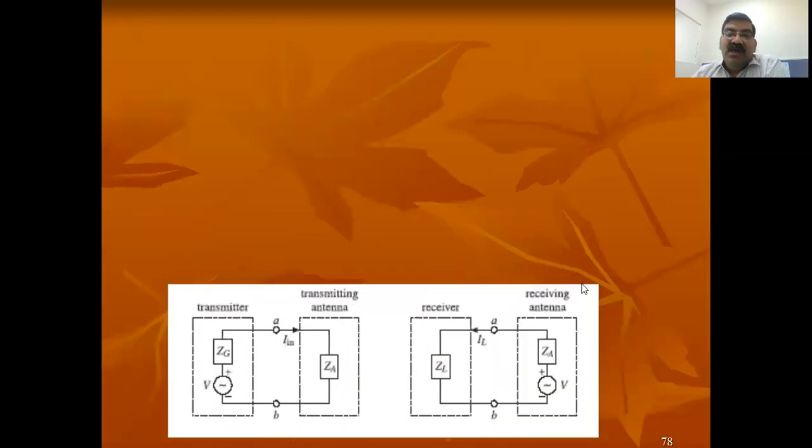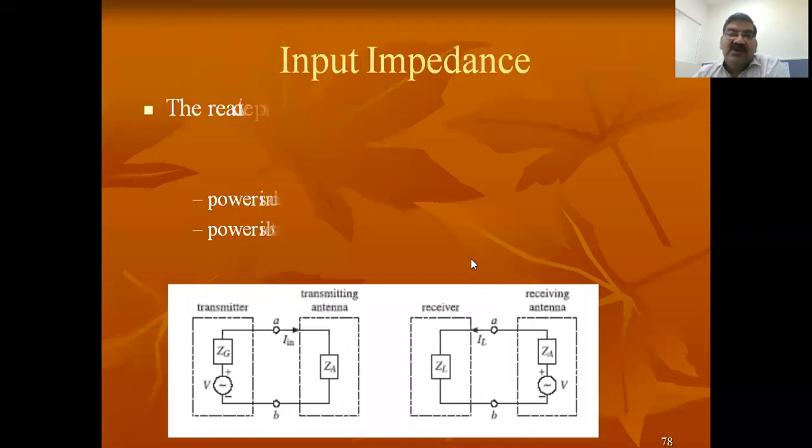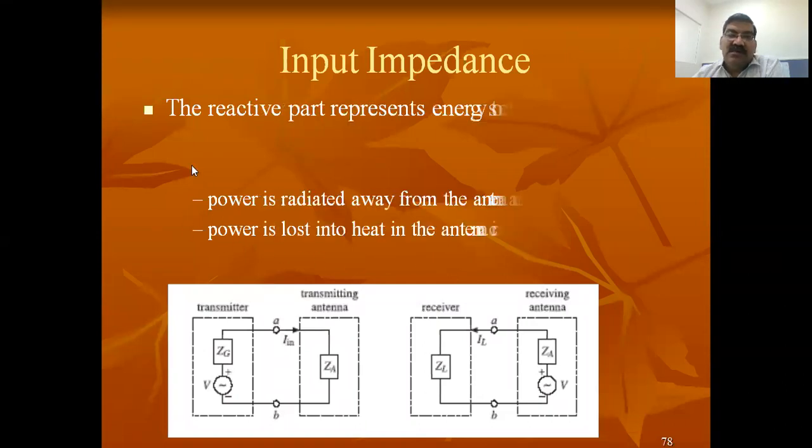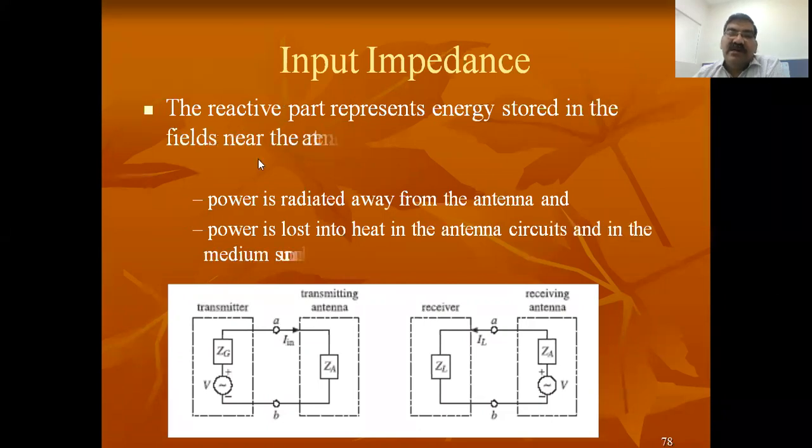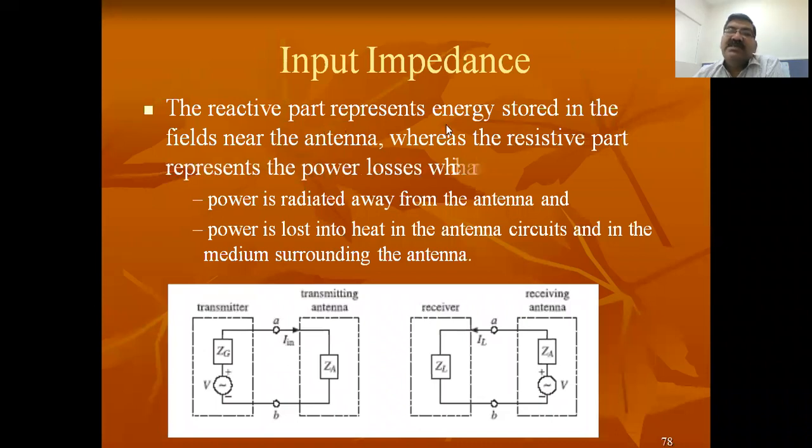Okay. Now, for the understanding and analysis of this antenna, the reactive part represents the energy stored in the field near the antenna, whereas the resistive part represents the power loss in the antenna. Okay. So energy is stored by the reactive part, and the resistive part represents the power loss.